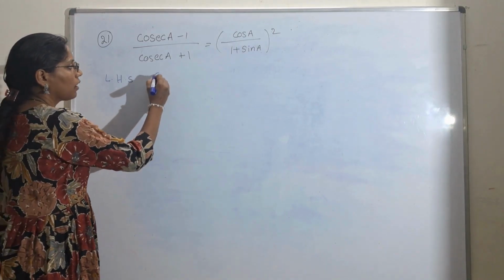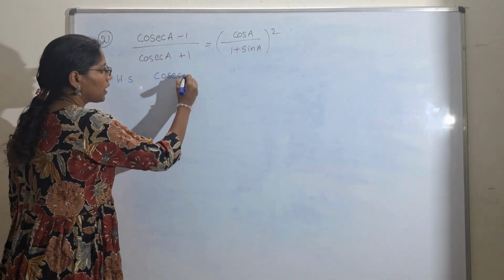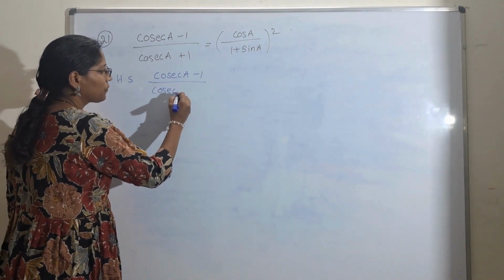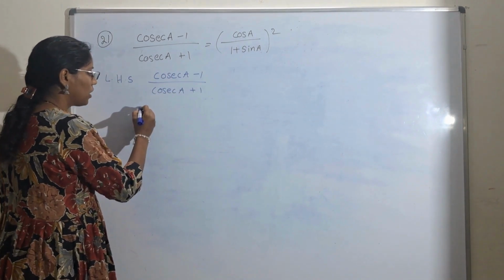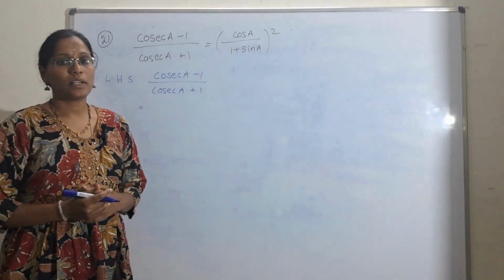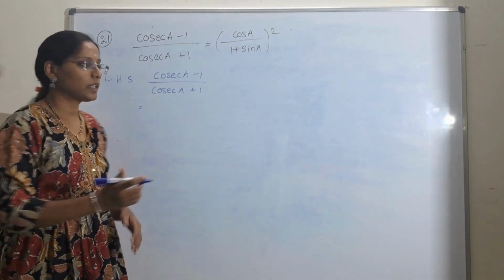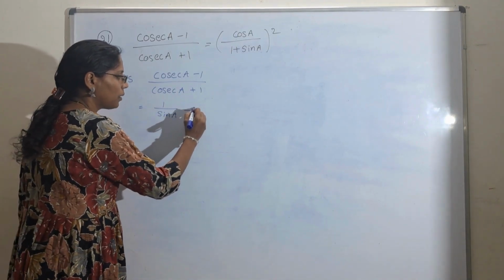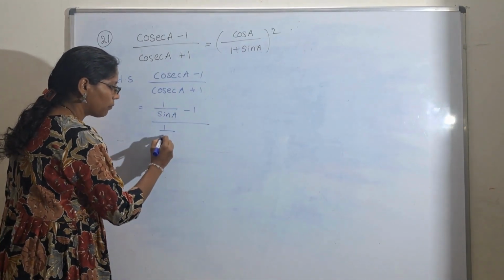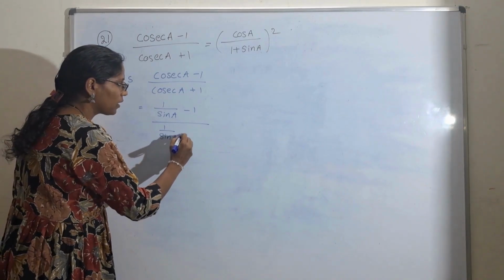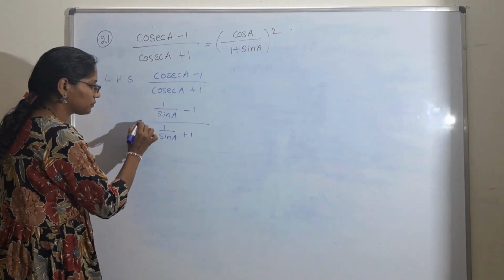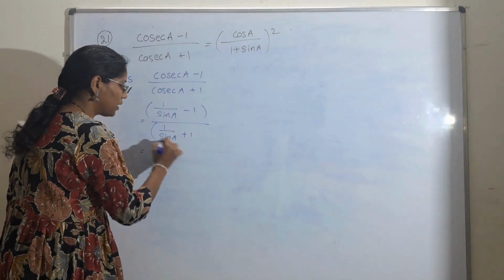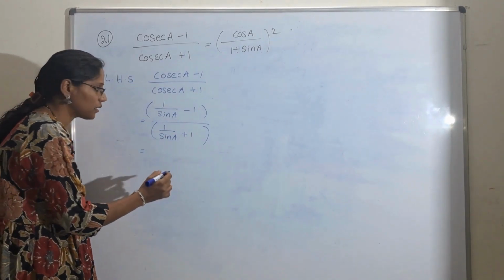LHS: cosecant A minus 1 by cosecant A plus 1. Cosecant and sine, what is the relation? Both are reciprocals. So (1 by sin A minus 1) by (1 by sin A plus 1). What is the LCM here? Numerator and denominator we have to take separate LCMs.